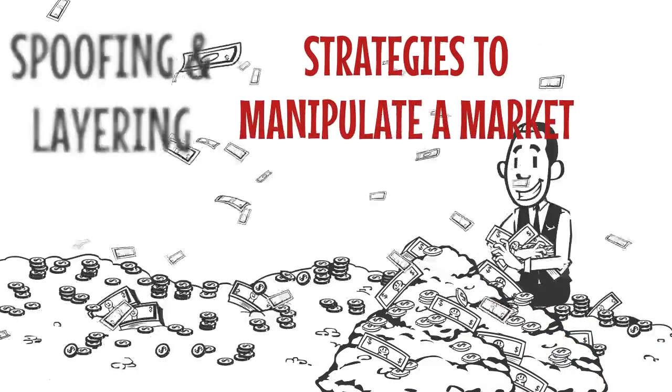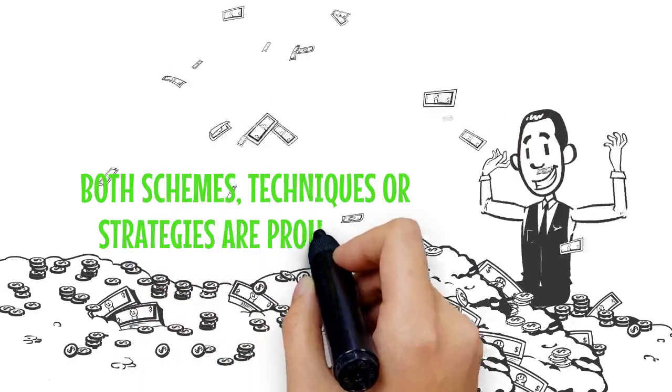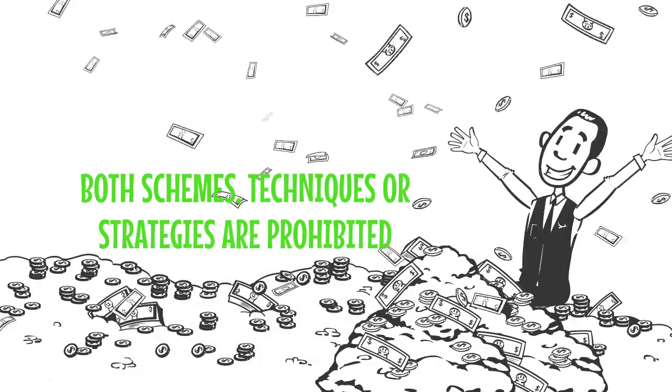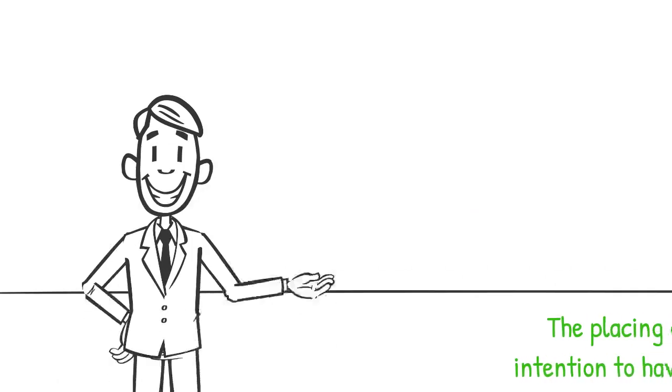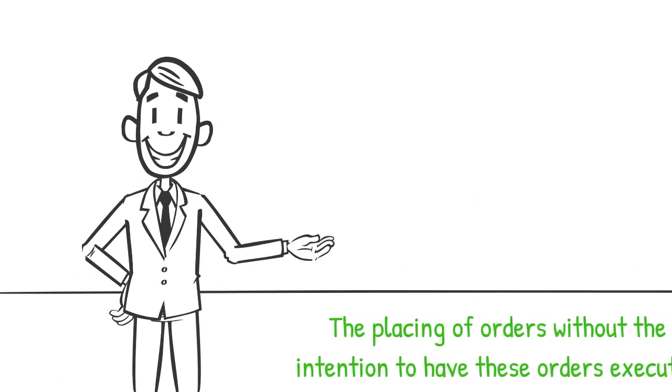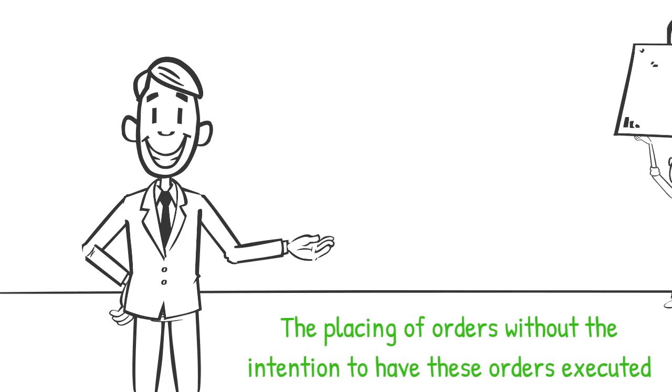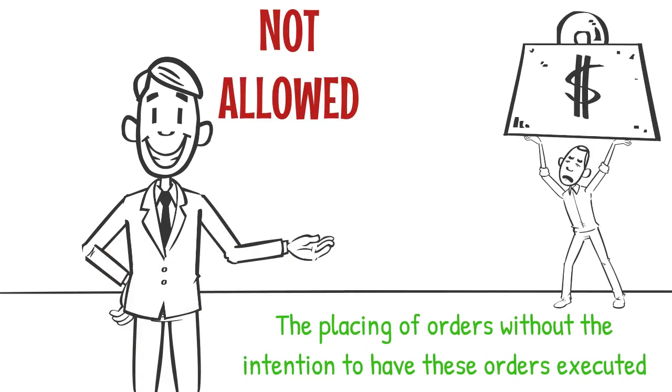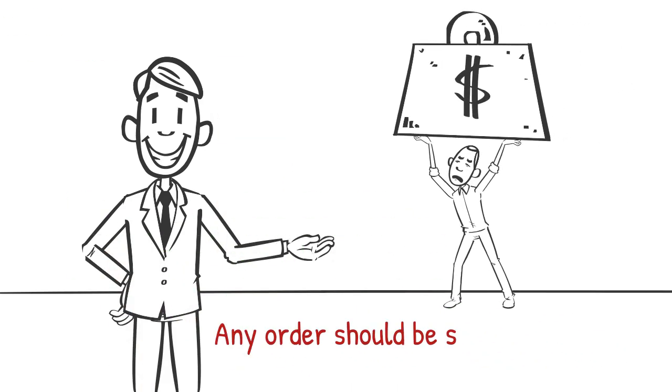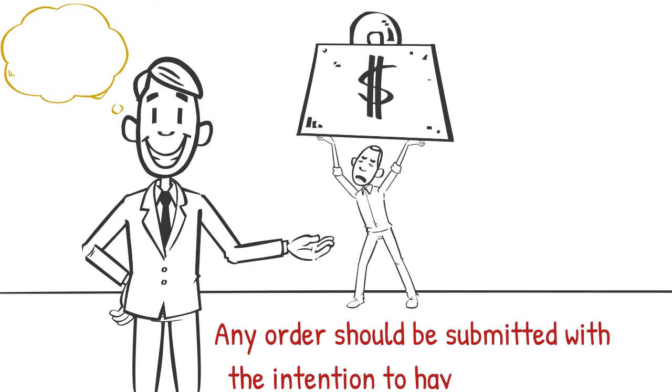Both spoofing and layering are strategies to manipulate a market. Both schemes, techniques, or strategies are prohibited. Basically, the underlying technique involves the placing of orders without the intention to have these orders executed. That in itself is not allowed. After all, any order should be submitted with the intention to have it executed.